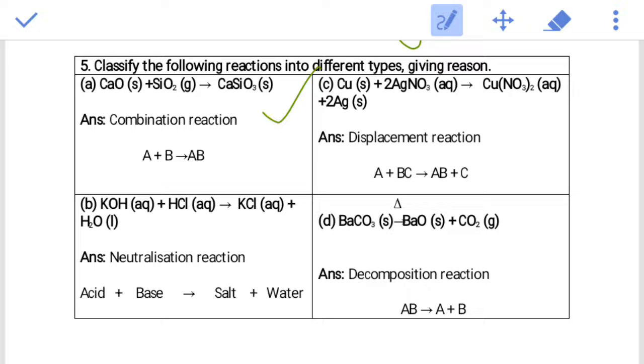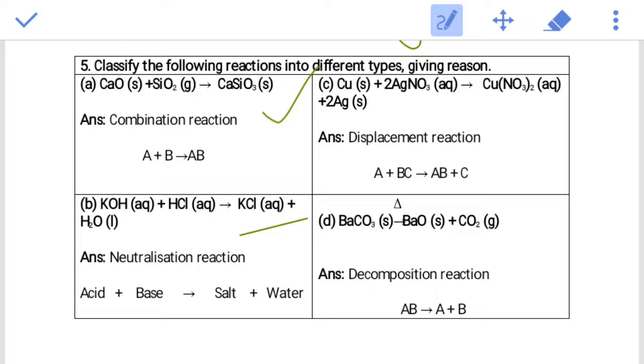So KOH is a base, HCl is an acid. We know that whenever an acid and base react, we get salt and water. Here the salt is KCl and the water is H2O. So this is a neutralization reaction, and the reason is acid plus base gives salt and water.